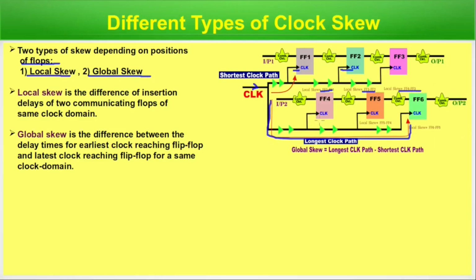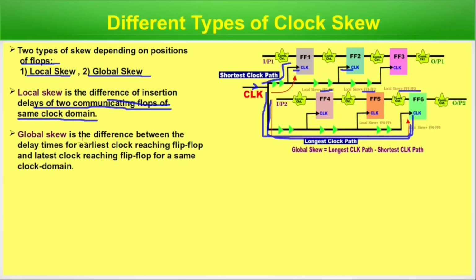And here also, in this segment, there are local skews. When we consider the global skew, that is the longest clock path minus the shortest clock path, the time taken in reaching the clock signal from here to here and from here to here, that is the global skew. So local skew is the difference of insertion delays of two communicating flops of the same clock domain. Two communicating flops in the same clock domain, local skew is defined as the difference of insertion delays between two communicating flops in the same clock domain.